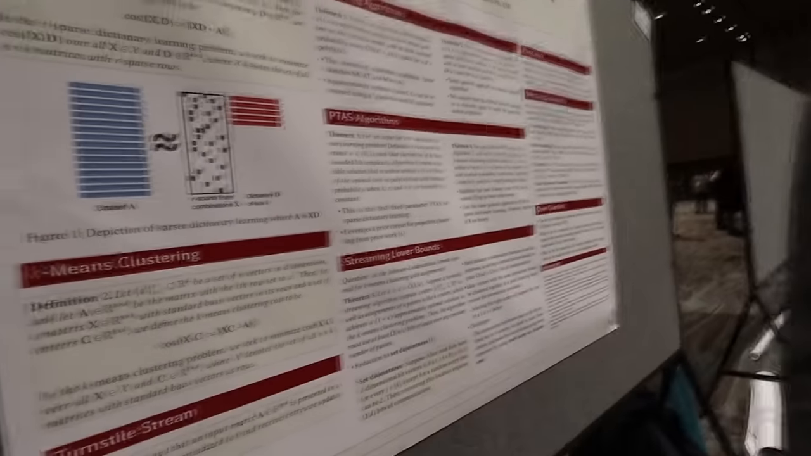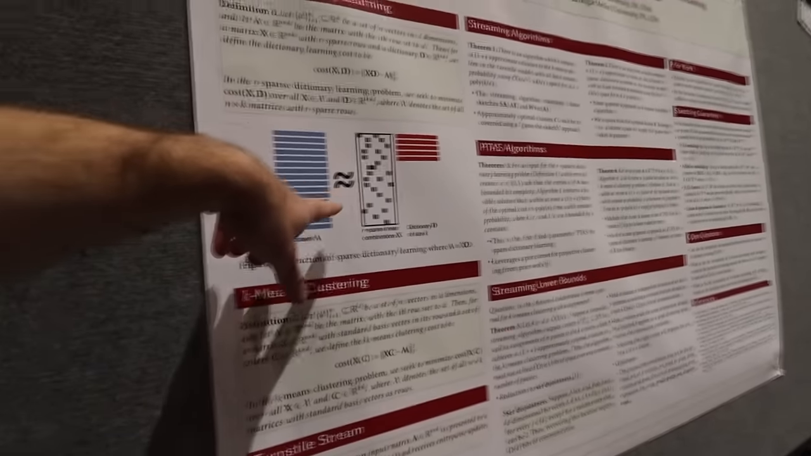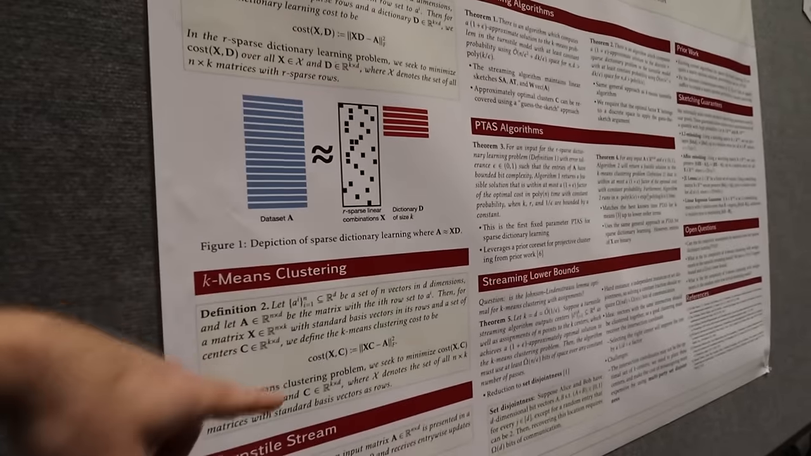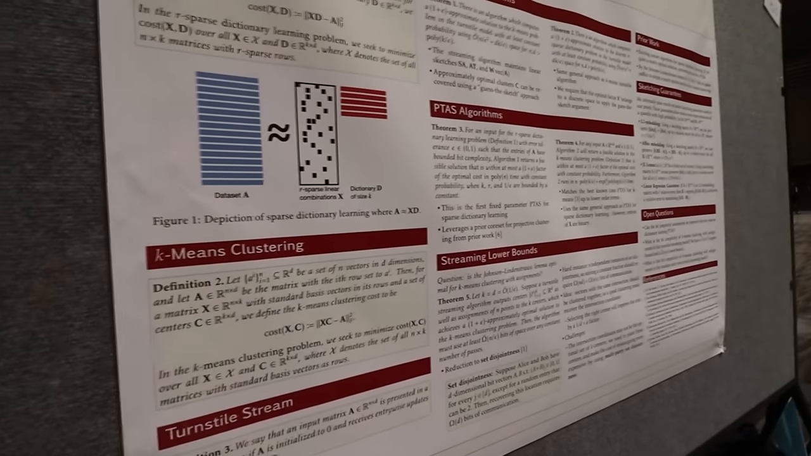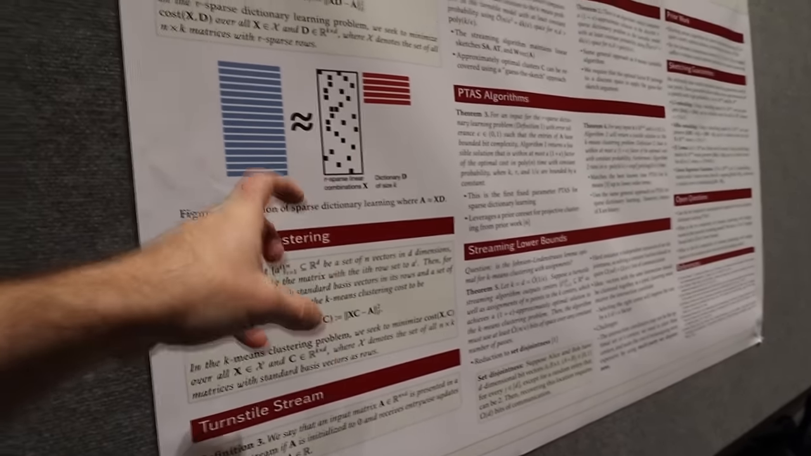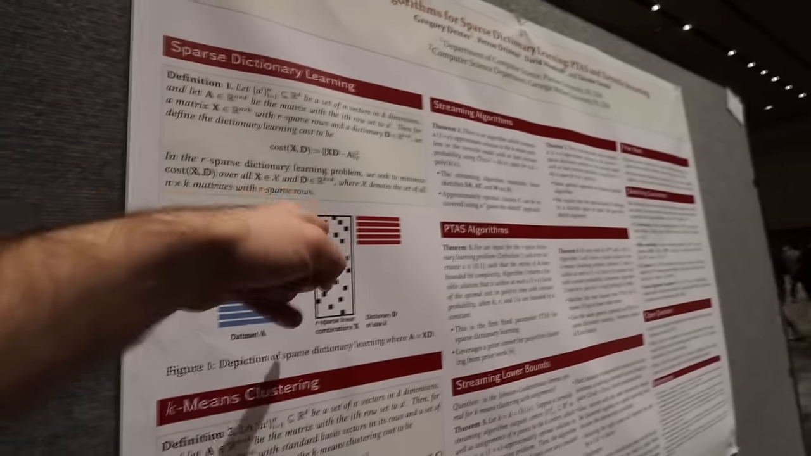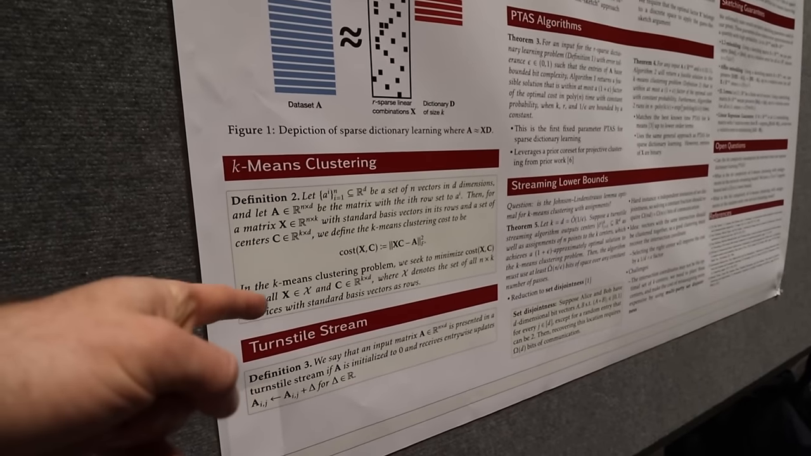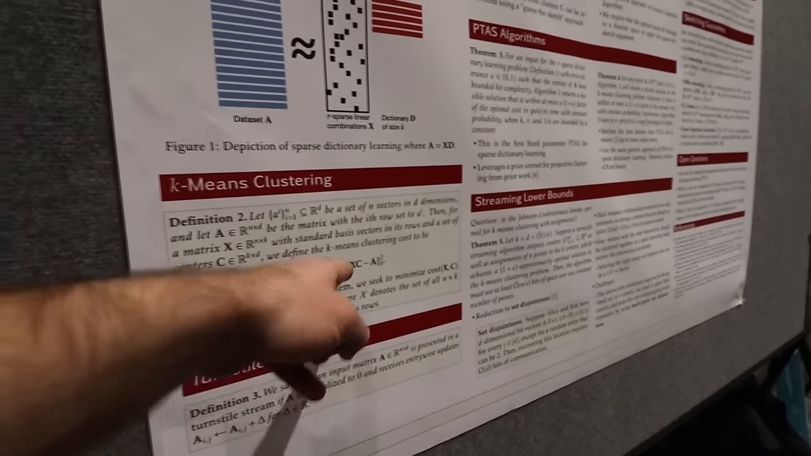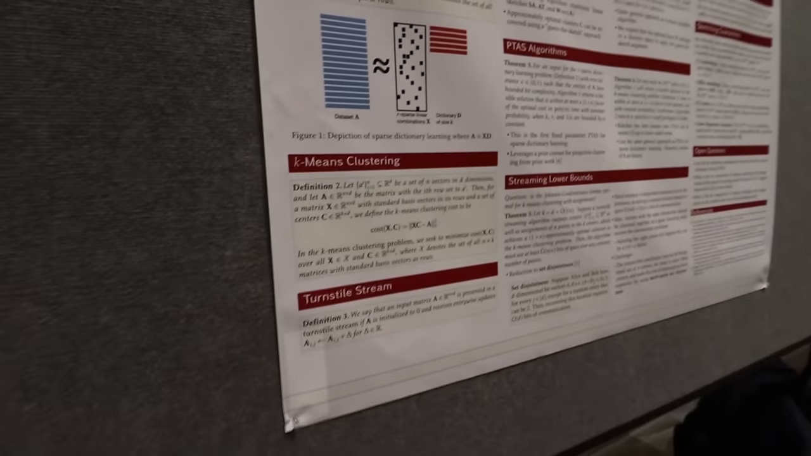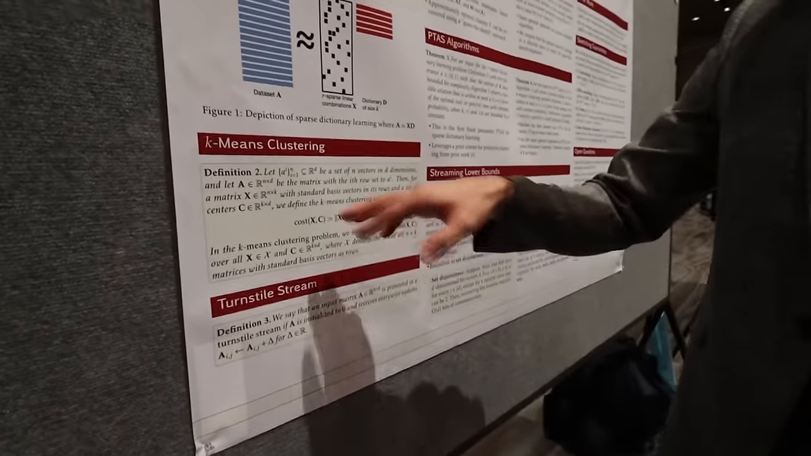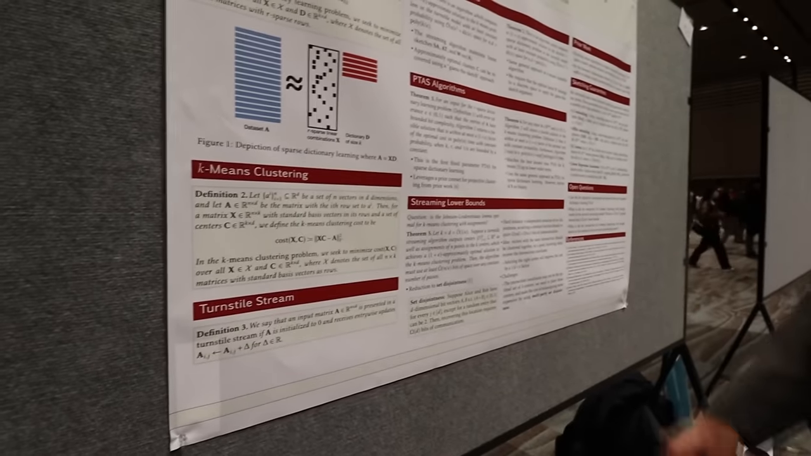But what we were saying so far is this is dictionary learning. We're trying to learn a dictionary from our items, so we can represent them using dictionary items. Sparse dictionary learning simply wants the dictionary to be sparse. And k-means is really similar in terms of how you write it, except with different constraints on the matrix. Exactly. Here, the rows of x will be standard basis vectors.